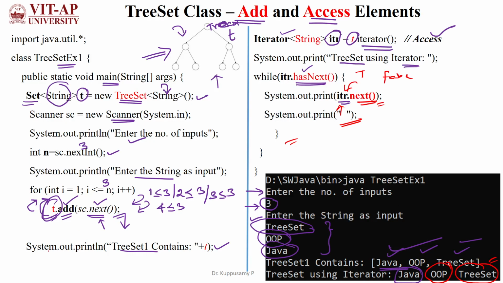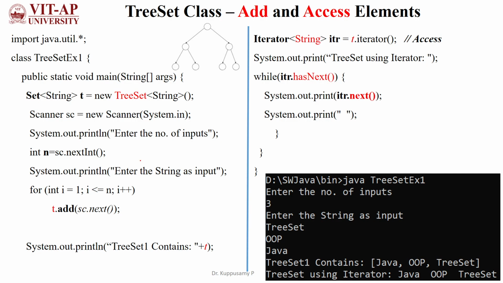Okay, so through this we can add elements one by one by using the add method. We can access the elements one by one by using the iterator method, with hasNext for checking the elements. To move from one element to another, we can use the next method of the Iterator class.